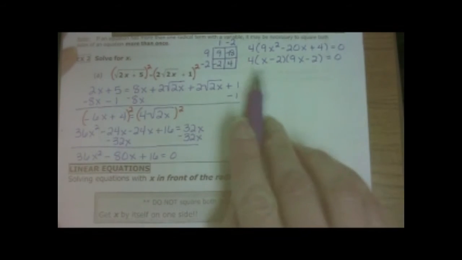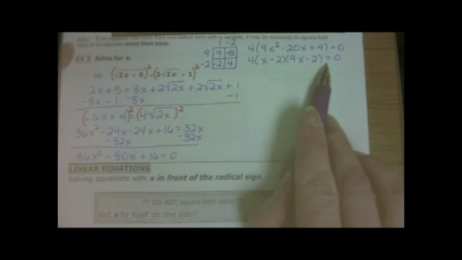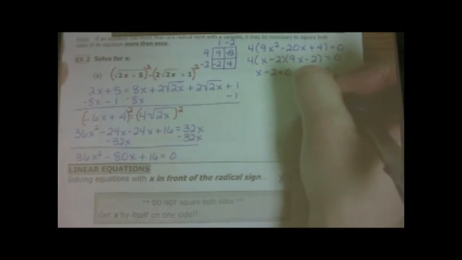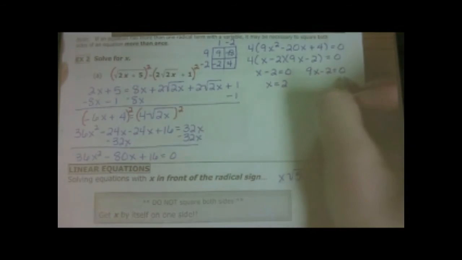Now I've got these three things multiplied equals 0. This 4 is not 0. So one of these two things must be 0 in order for this equation to be true. Therefore, either x minus 2 is 0 or 9x minus 2 is 0. So here I'm going to add 2 to both sides, and I get x equals 2. Here, if I add 2 to both sides, I get 9x equals 2. Divide both sides by 9, and I'm going to get x equals 2/9.